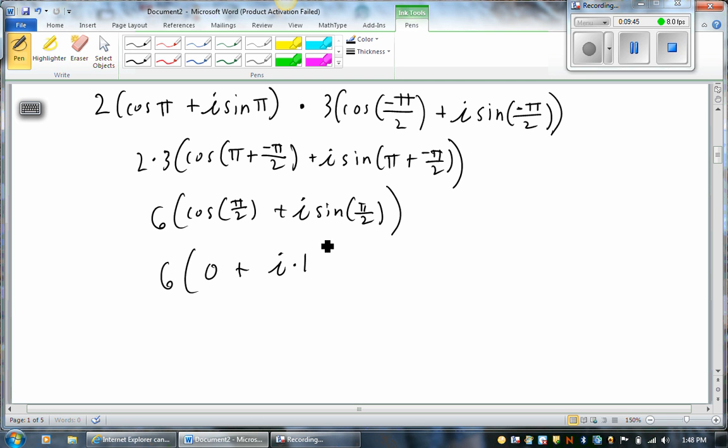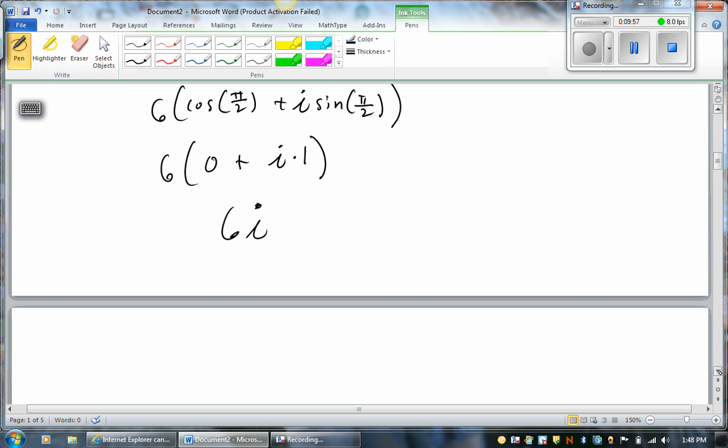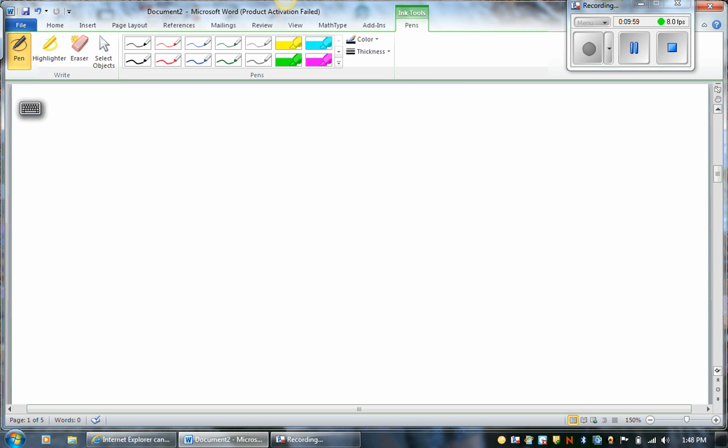Sine of pi over 2 is 1. And that's going to equal 6i. Okay. Now we can move on. We talked about multiplication. We'll come up with division.